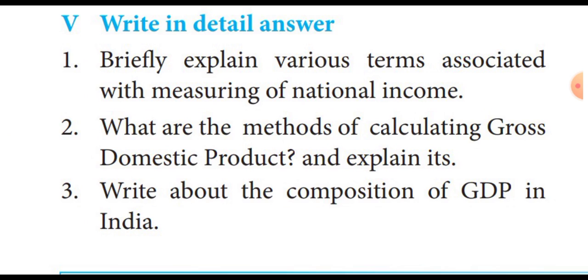Then Roman number 5, detailed answer. First question, briefly explain various terms associated with measuring of national income. That question I already gave. Then the second question, what are the methods of calculating gross domestic product, and explain it? That question also I already gave in the previous class portion. Today's exercise is Roman number 5, third question.